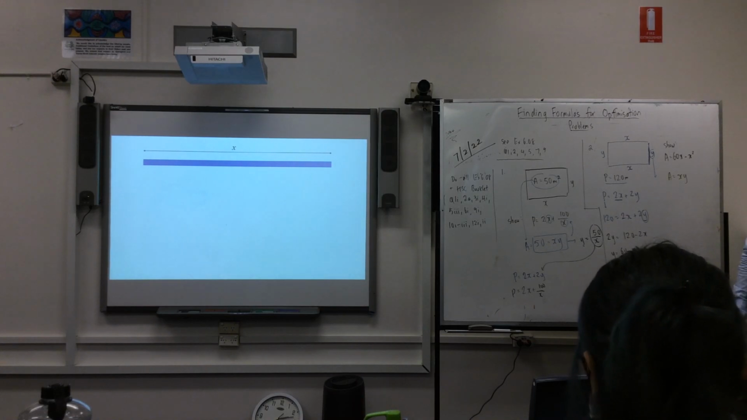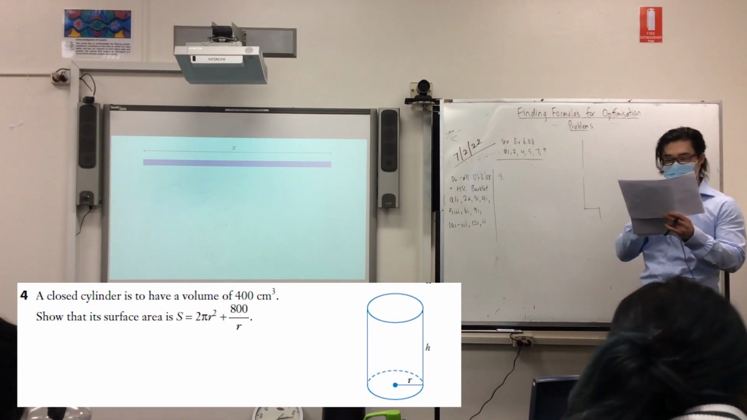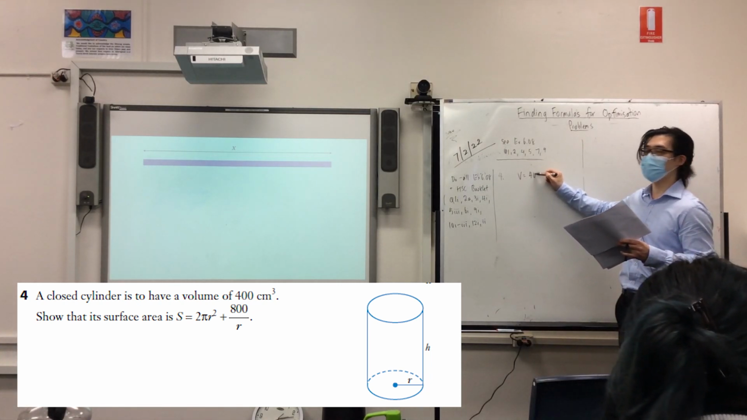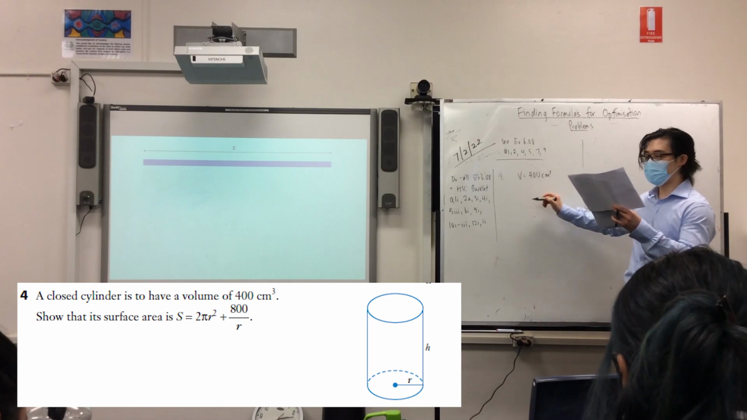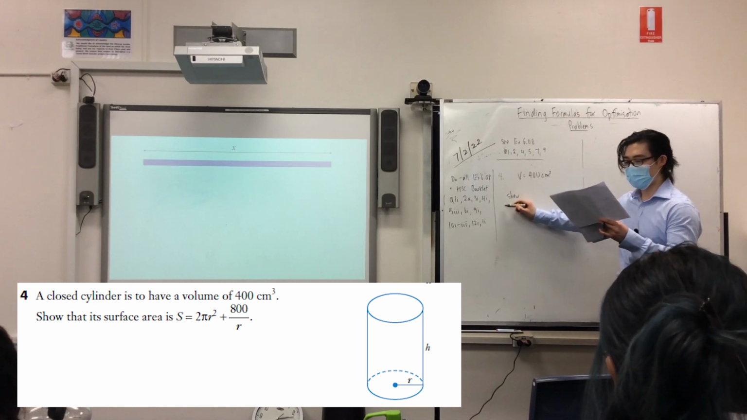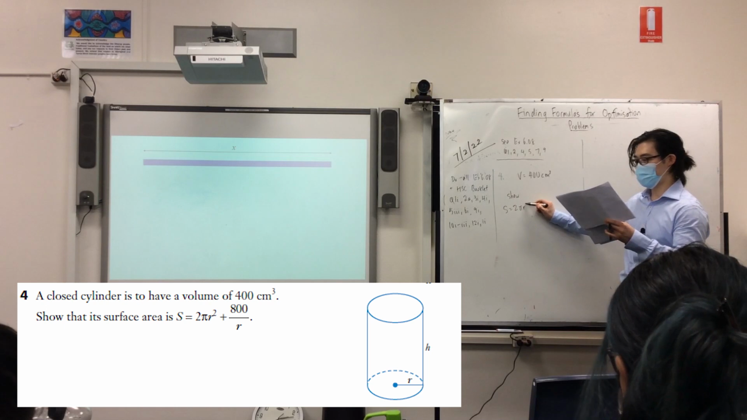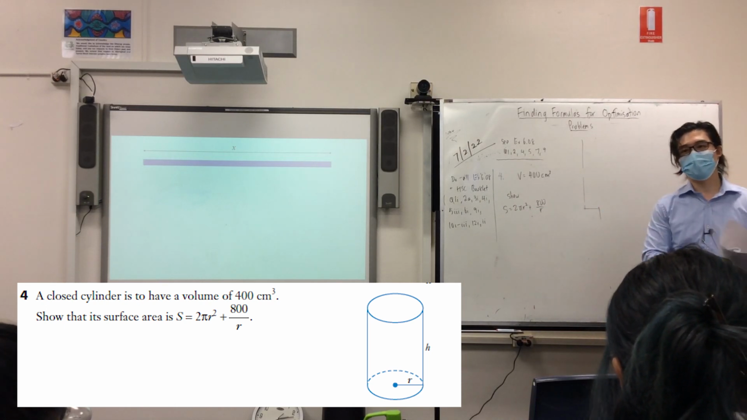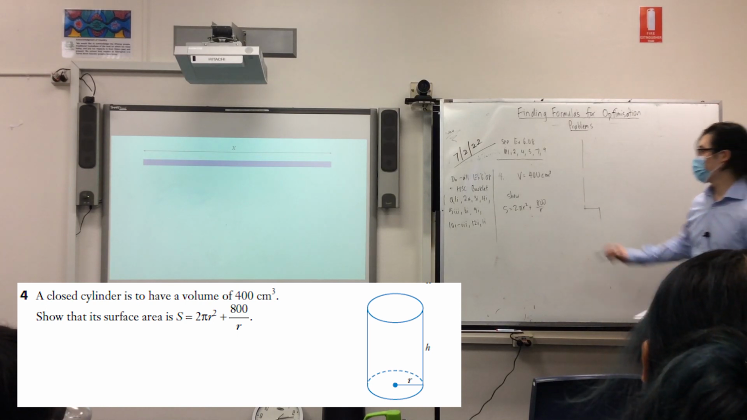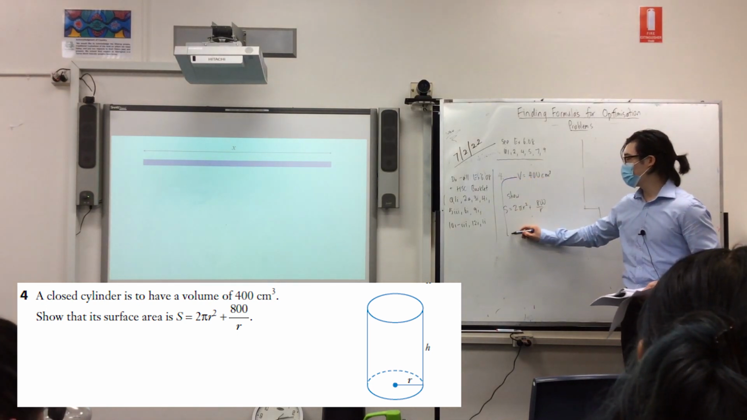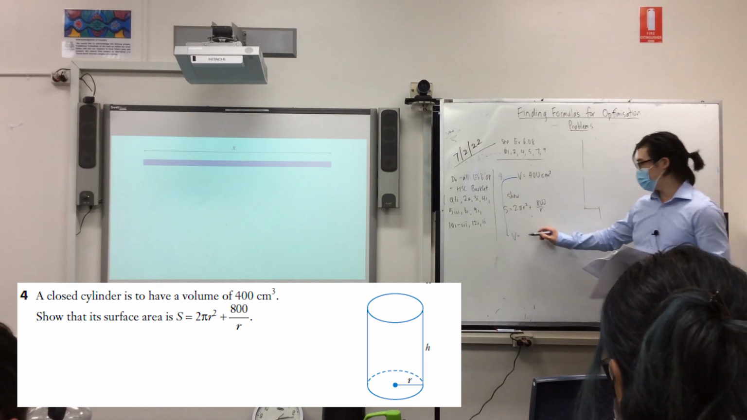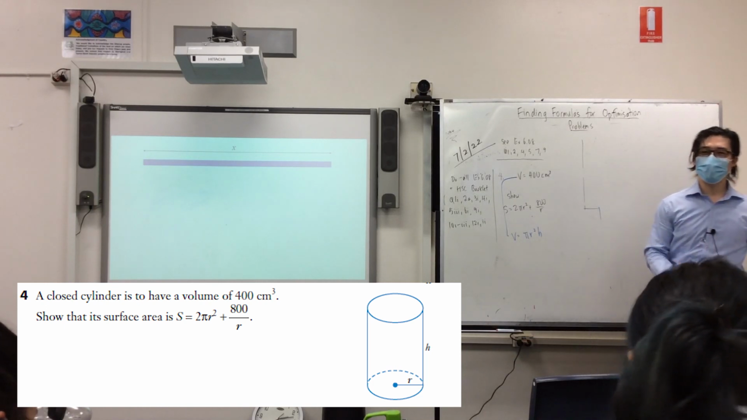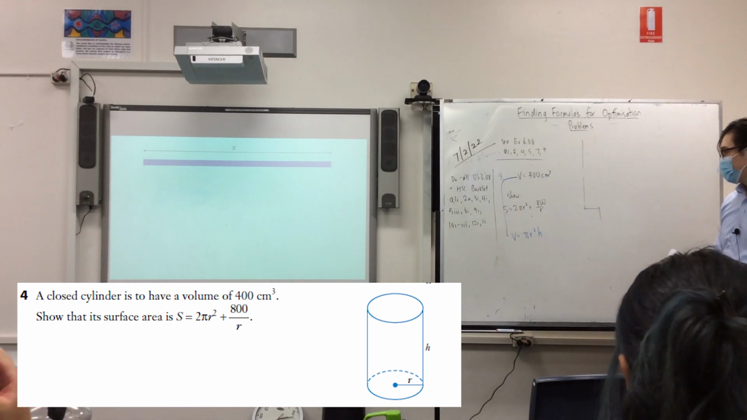Yeah. A closed cylinder is to have a volume of 400. So I'm going to write that down. Everything that I read, I'm going to write up on the board. And then it says show that the surface area S is 2 pi r squared plus 800 over r. So once you have these written down, you want to write down the formulas that you know. With the volume, we know the volume formula of a closed cylinder is? Yeah, girls, these are year 9 and 10 formulas you've got to memorize.